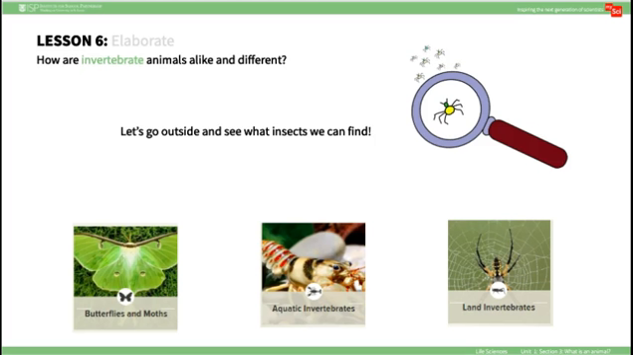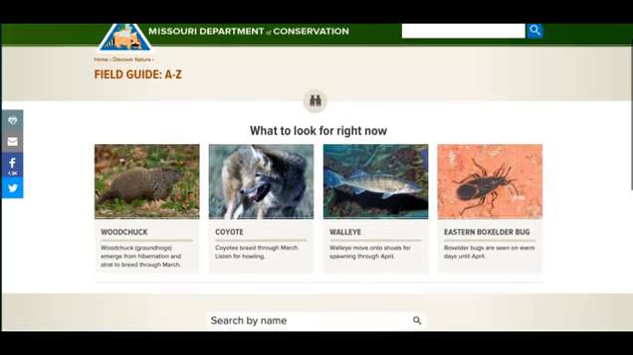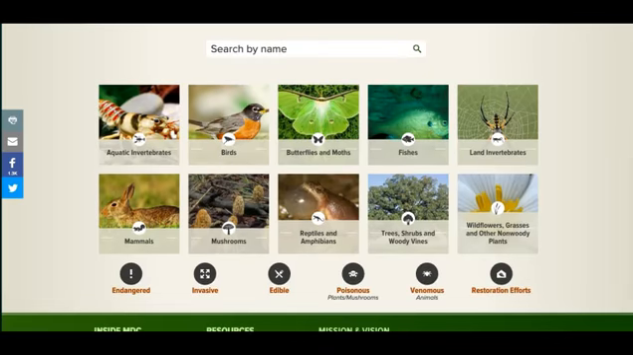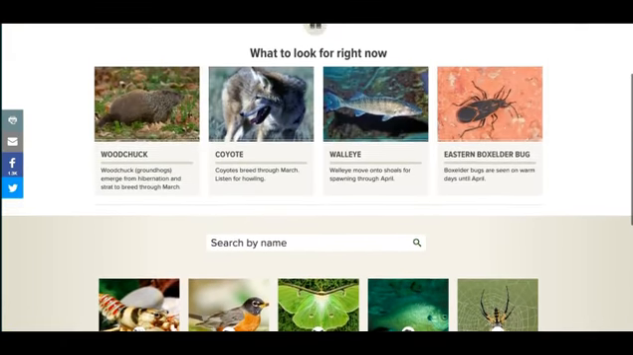In the Elaborate portion of the lesson, give students opportunity to observe insects or other invertebrates outside and try to classify them. Ask how insects get into the habitat outside and why they may stay there. The Missouri Department of Conservation Field Guide website is a great additional resource to show examples of insects native to Missouri habitats.